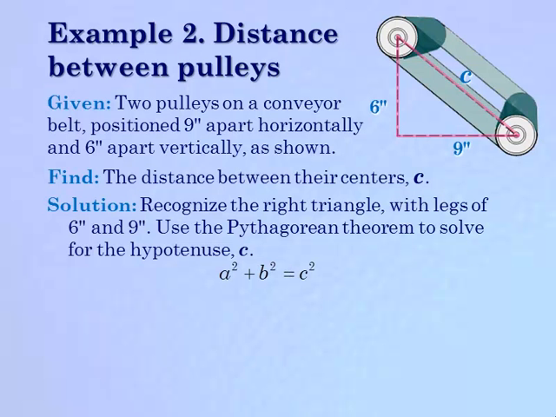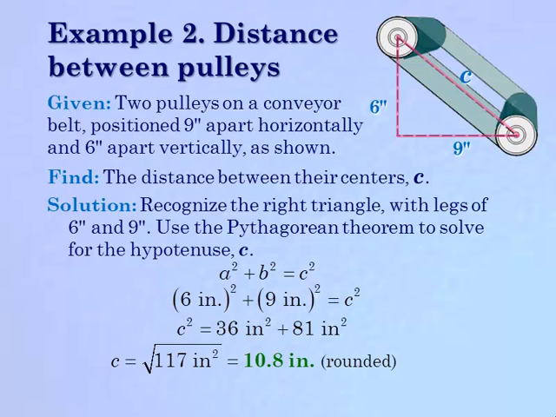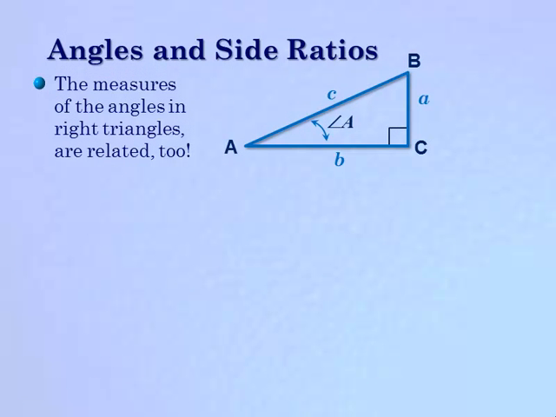Those are two legs of our triangle, and we can use the Pythagorean theorem very quickly to solve for c, the diagonal distance there. a squared plus b squared equals c squared. We'll substitute the 6 inches and the 9 inches, square the two values, and add them together, and you can see here that we have to take the square root of both sides to solve for c, and we have that 10.8 inches is the distance between the two pulleys. Now, angles have a special relationship with right triangles as well. So we'll go ahead and look at that.